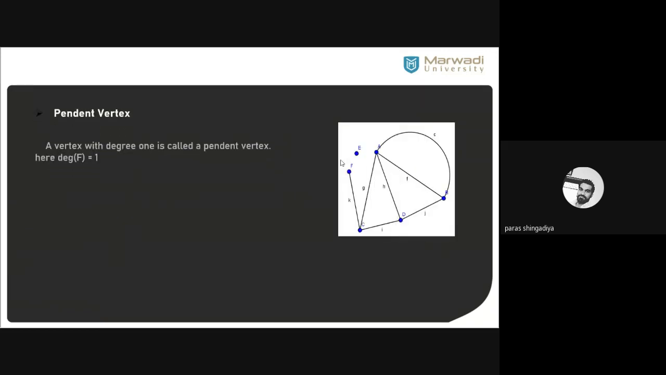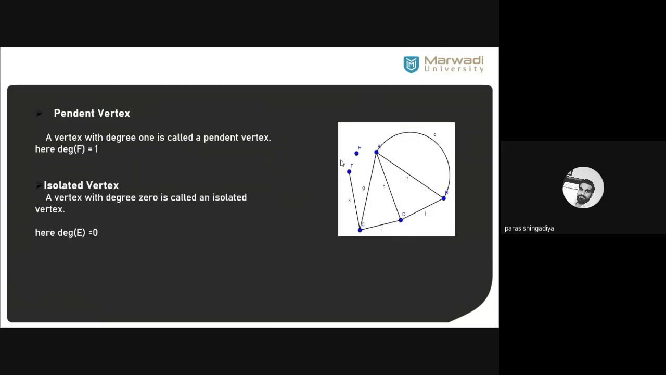And then, after that, pendant vertex and isolated vertex. If you have a graph, which vertex will be the pendant vertex? If the degree of a vertex is 1, then this particular vertex is called the pendant vertex. If only one edge is connected with it, then this vertex is called the pendant vertex. And if the degree is 0, if the degree of a vertex in that graph is 0, then this vertex is called an isolated vertex in this situation. So here, a vertex with degree 1 is called the pendant vertex.